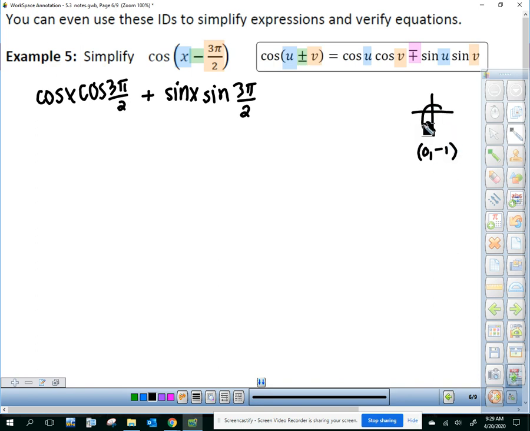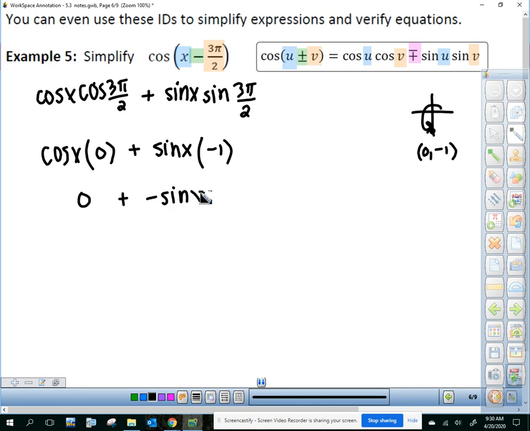You don't have to sketch this if you know your unit circle or have your unit circle out when you're looking at it. But cosine of x is now being multiplied by 0. Sine of x is now being multiplied by negative 1. Well, anything times 0 is 0. And sine of x times negative 1 just becomes negative sine of x. So the 0 does not need to be written. We simplified this to negative sine of x.